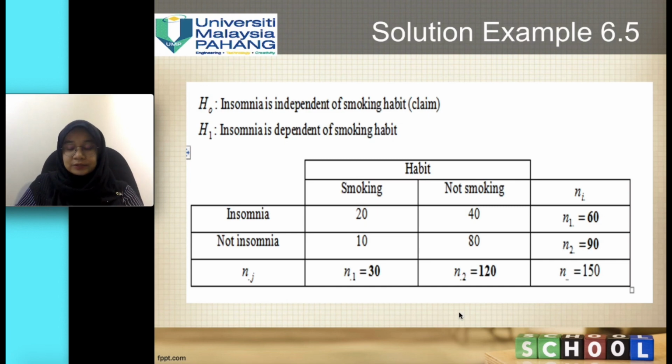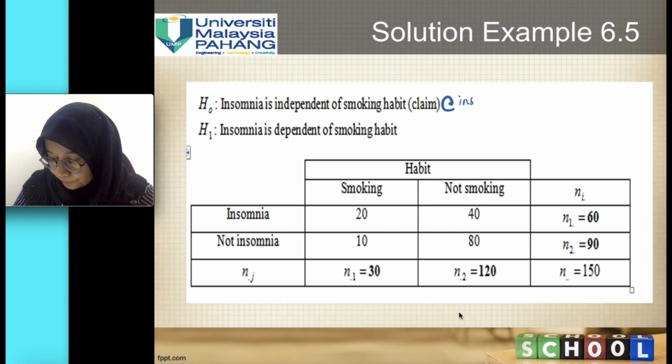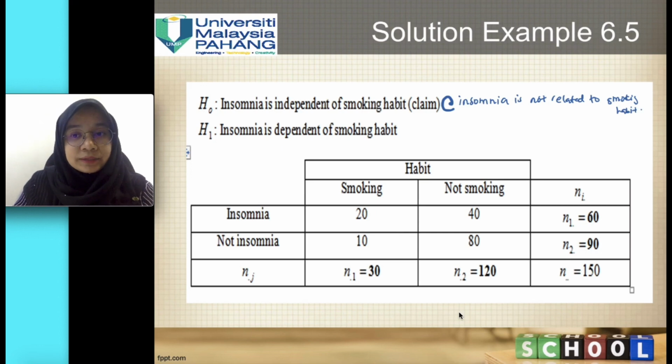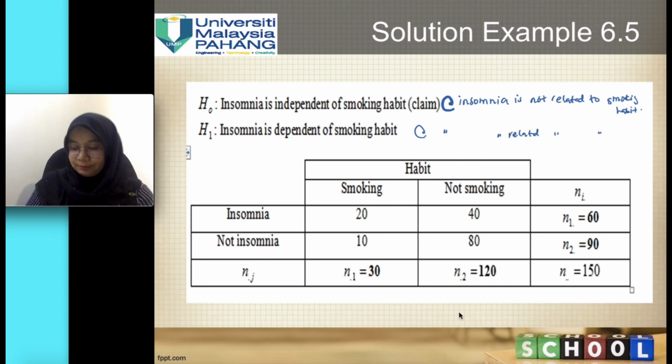H null, insomnia is independent of smoking habit, or insomnia is not related to the smoking habit. And H1, insomnia is related to the smoking habit. They give the same meaning, right? This one is step number 1.